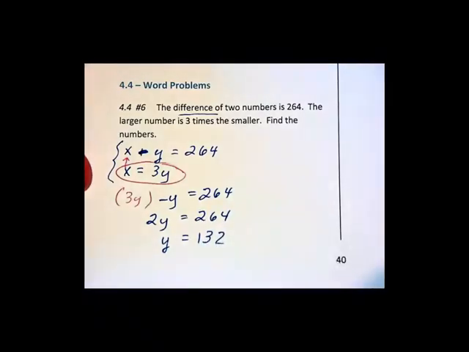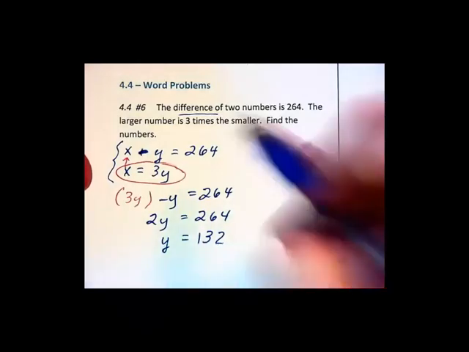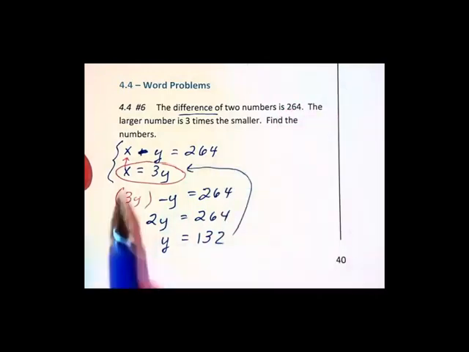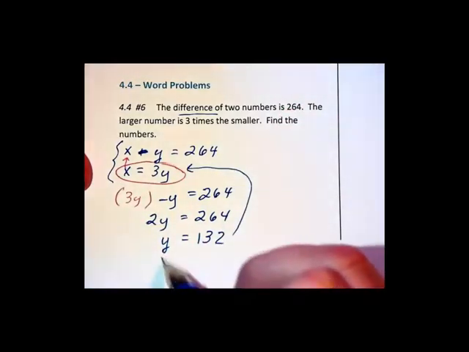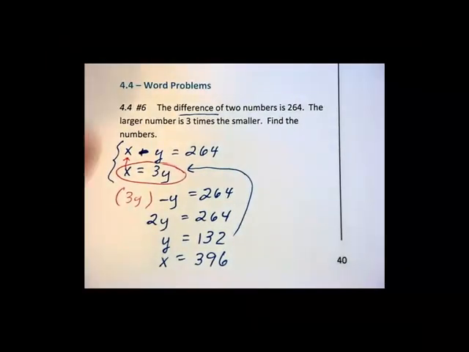We need to get the other part of our answer. So you can substitute into either of the two equations up above. Since we're trying to find x and we've got an x equals, that kind of makes sense that we just say x is 3 times this other number, which gives us 396. And so those are our two numbers making our solution.